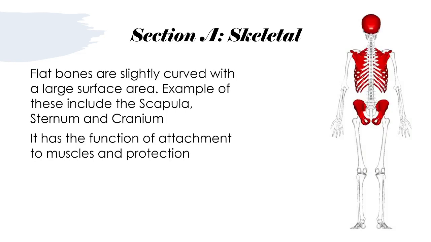Flat bones have a large surface area and they're slightly curved as well. They're just the formation of bones sticking together, creating the structure. It's seen in the scapula, sternum and cranium. Their function is attachment to muscles, and they protect vital organs like the brain, which is the cranium's role.